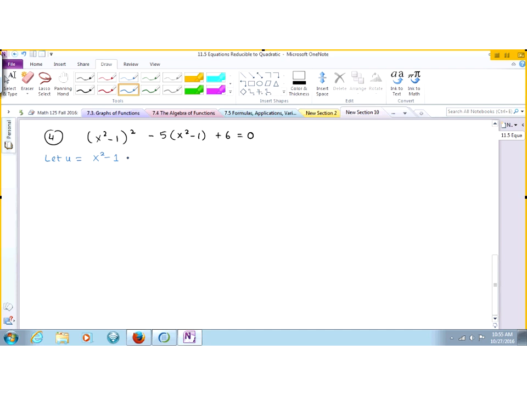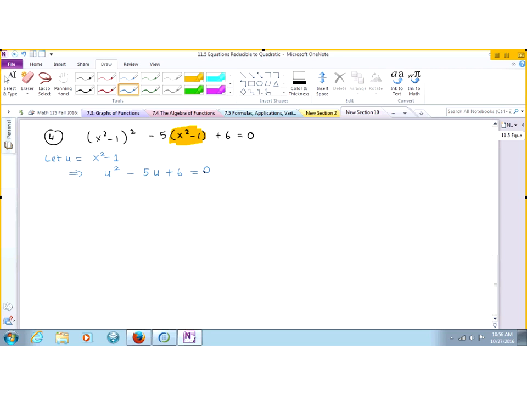x squared minus 1. Right? So all of this is your u. Do I have a u squared? Where is my u squared? Here, right here. This is u squared. Okay, good. So if u is x squared minus 1, how do I translate this? How do I change it into u? u squared minus 5u plus 6 is equal to 0.